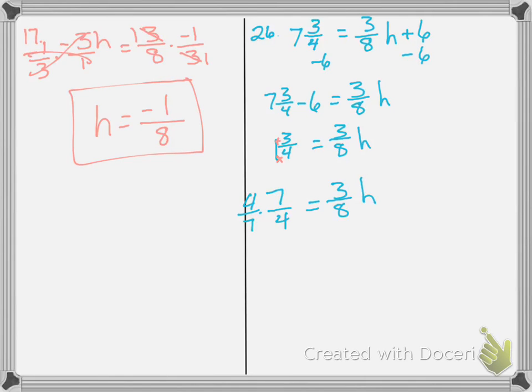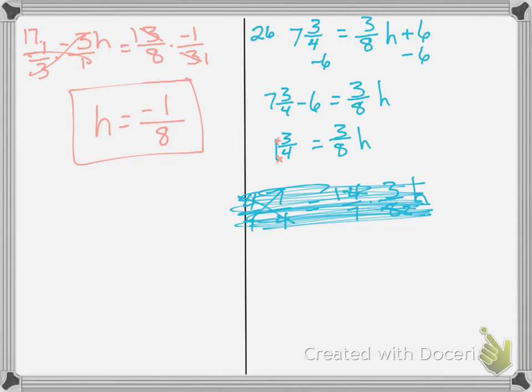Let me give myself a little bit of room here. Times 4 over 7. 4 reduces by 4 to 1. 8 reduces by 4 to 2. So that gives me, oh wait, I did that backwards. Let's scratch that. I'm getting in a hurry, and we know what happens when we all get in a hurry. Okay, 7 over 4 is equal to 3 over 8 h. We're going to try this again.